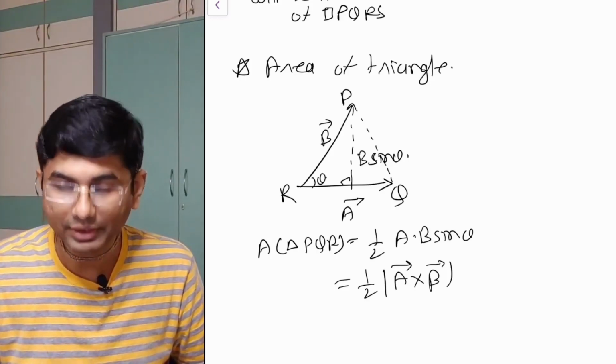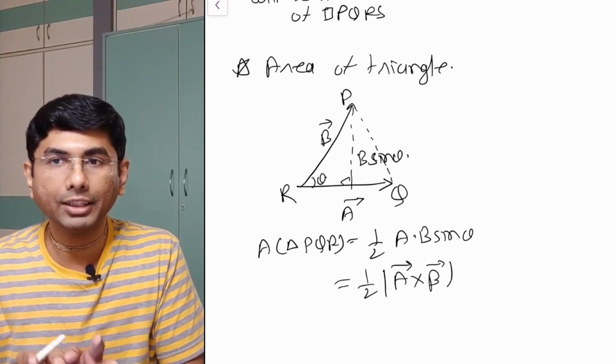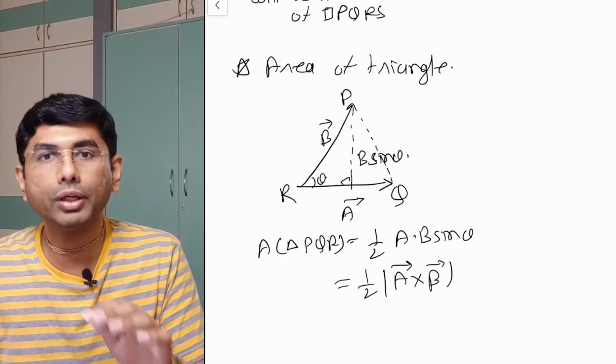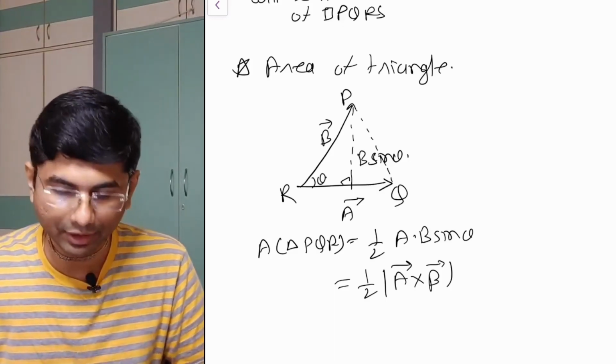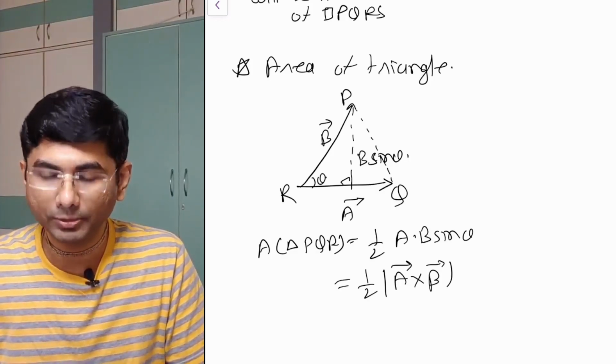How to find it out? It is the cross product of two vectors, A cross B. And because it's a vector, it has a direction, and what will be the direction? It will be perpendicular to the surface. Okay, that's it for this video, and with this our chapter on vectors is over.